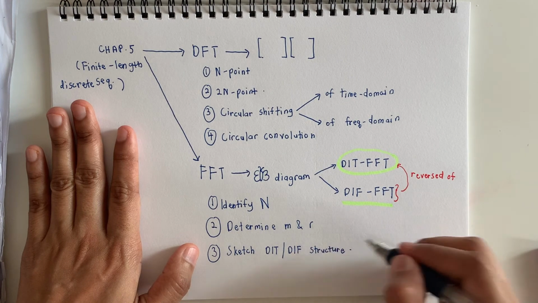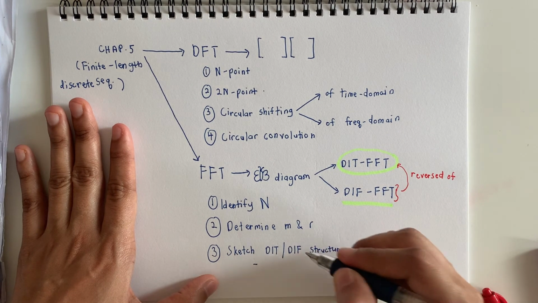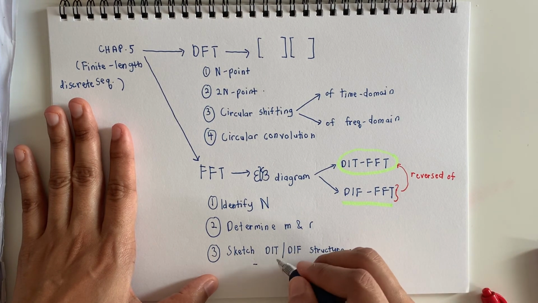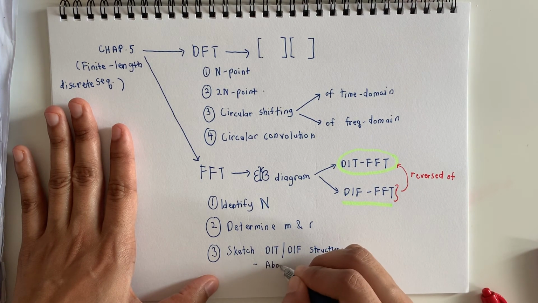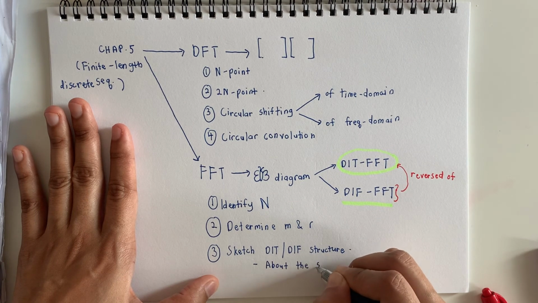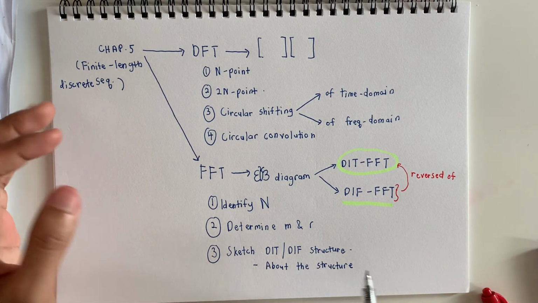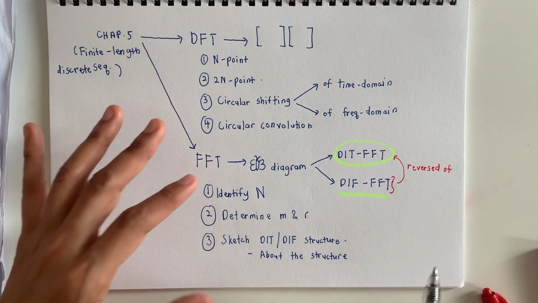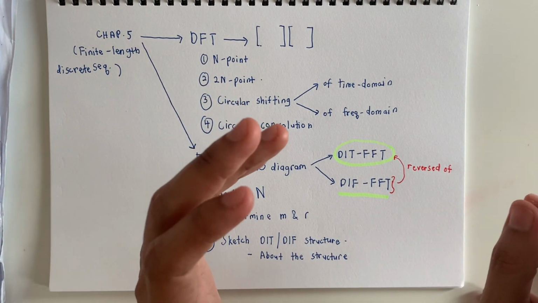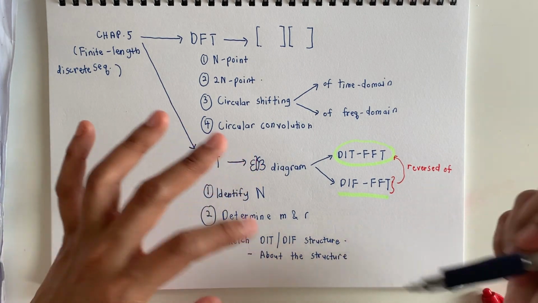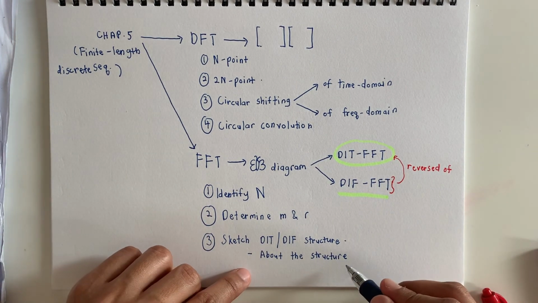After you determine M and R, next you have to sketch your structure. For you to sketch the structure, you must have the idea about the structure. If you were asked to sketch the DIT FFT structure, it is from many lines to one group. But for DIF FFT, the structure is from one group to many lines. This is all about the structure.